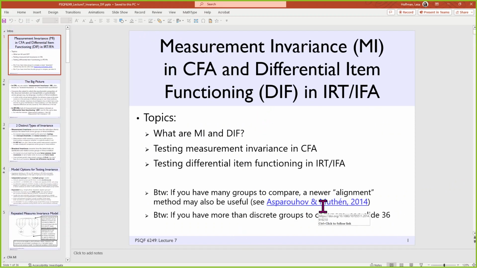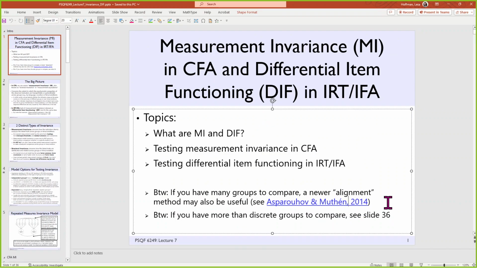then I would direct you towards this instead. It's called alignment. And it's the same idea, but rather than focusing on each group individually, it's more like a variance of the parameter across groups, trying to figure out which groups can be constrained equal. And it uses some sort of penalty function to figure all of that out. So here's the first article about it. There's a whole line of research on it. If you have lots of groups, I would go with this route instead.